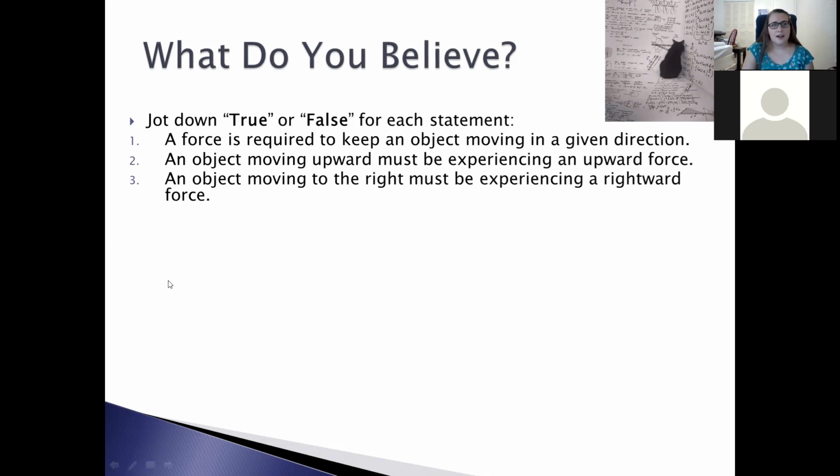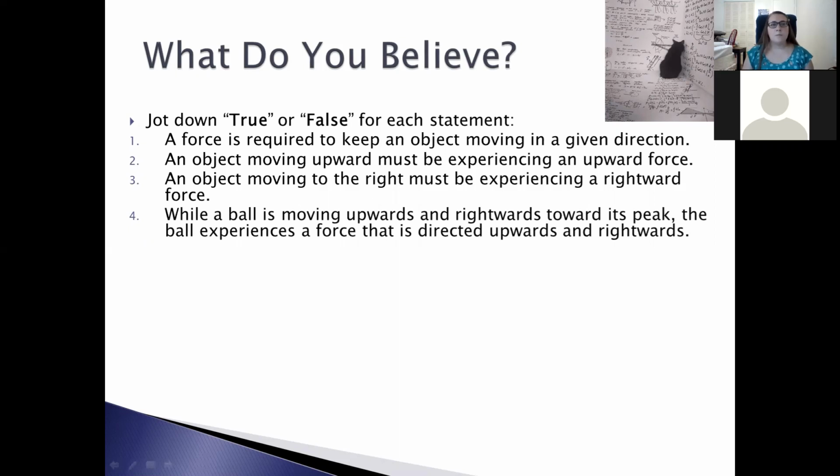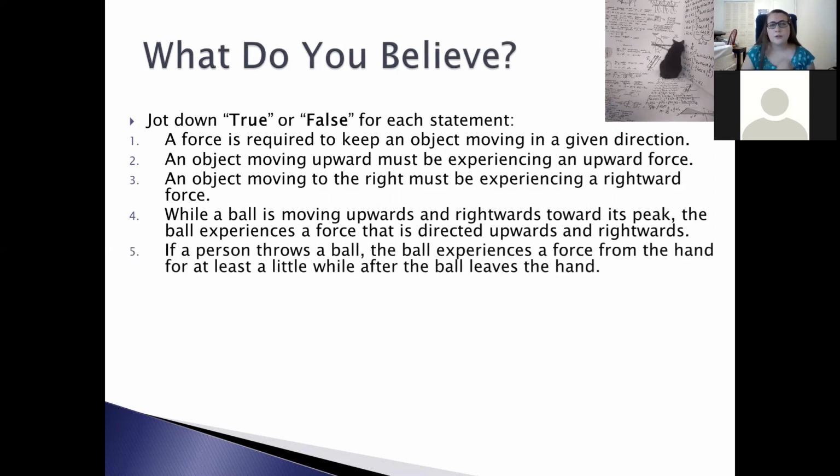Number 3, an object moving to the right must be experiencing a rightward force. Number 4, while a ball is moving upwards and rightwards towards its peak, the ball experiences a force that is directed upwards and rightwards. Number 5, if a person throws a ball, the ball experiences a force from the hand for at least a little while after the ball leaves the hand.